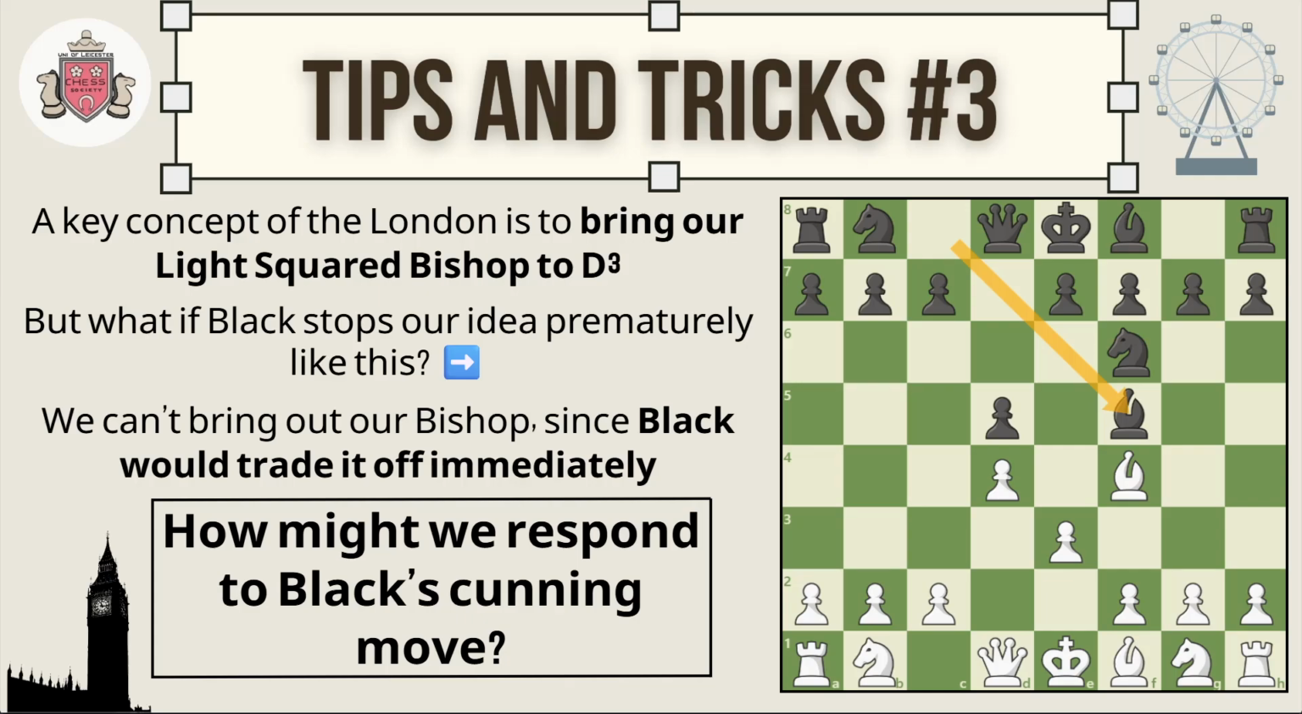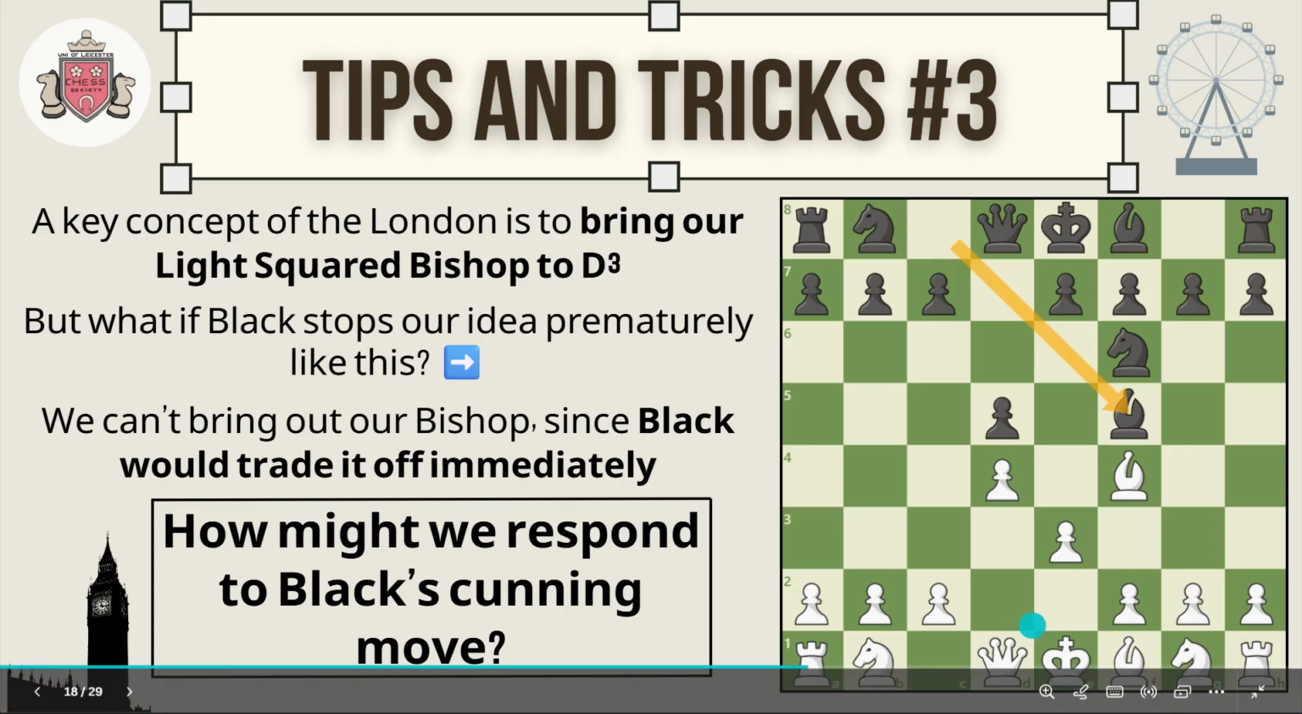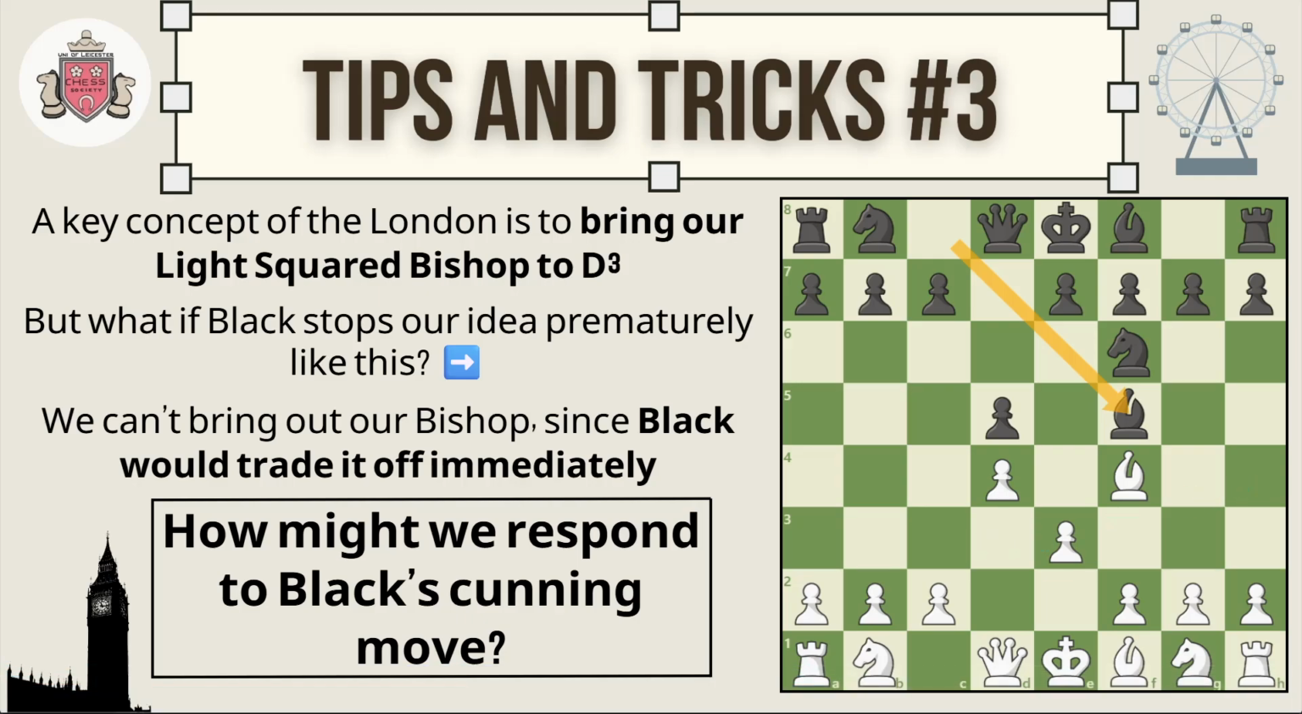I have a final tip and trick, or tips and tricks even. So remember that we talked about our light squared bishop, right? Our light squared bishop is the heart of the position, and it always belongs on e3. But it takes time to get that bishop there, right? It takes 1, 2, 3, 4 moves to get there, right? In chess, 4 moves is a pretty long time, right?